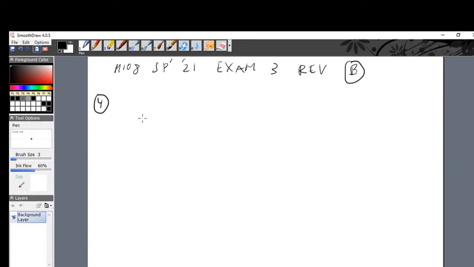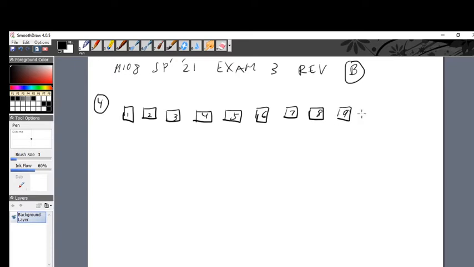Okay, so they give you 10 boxes, and they're supposed to represent cards. Here's 1, 2, 3, 4, 5, 6, 7, 8, 9, 10. Fine. Now, a couple of them I put a little slash through.